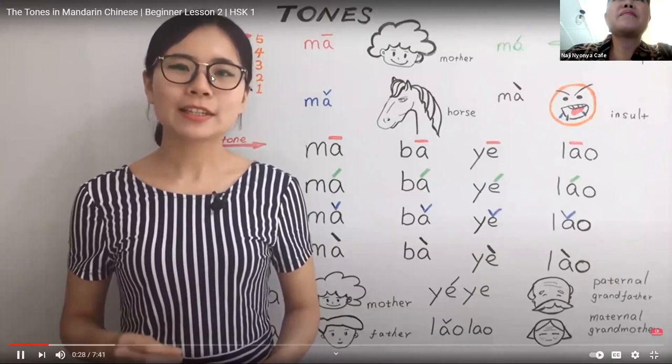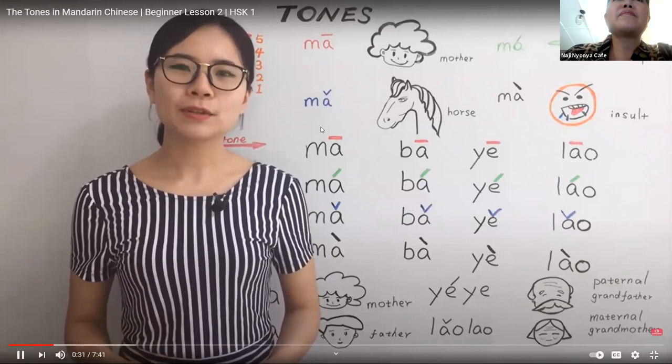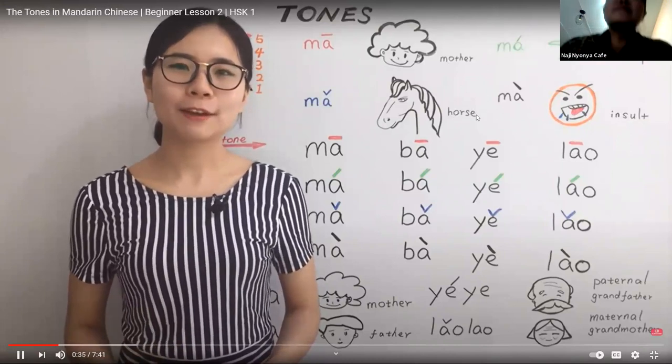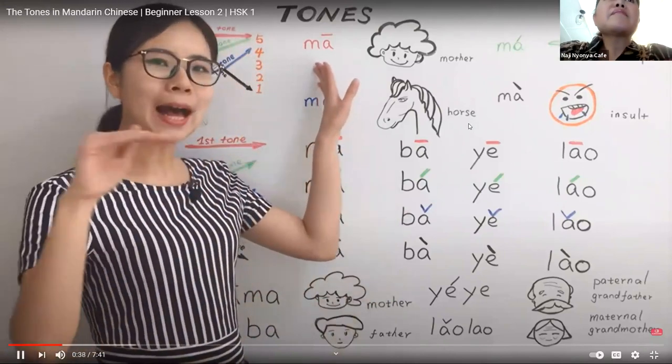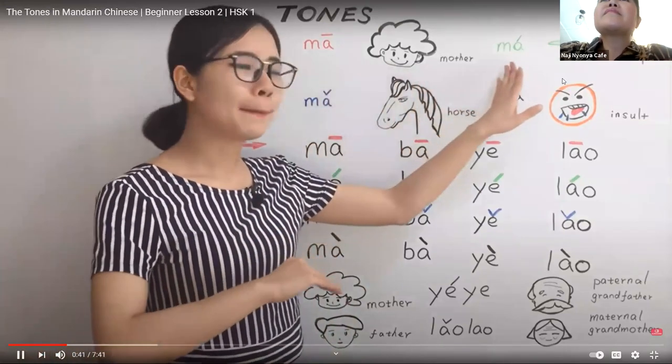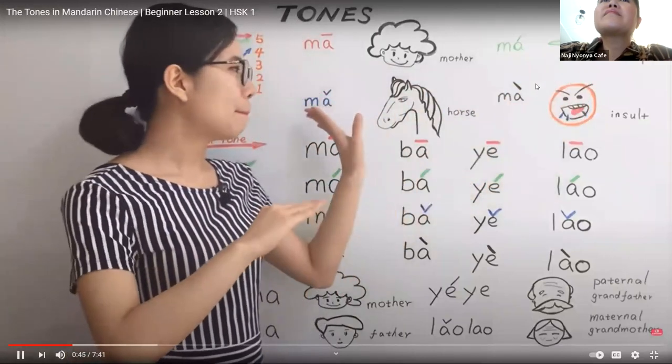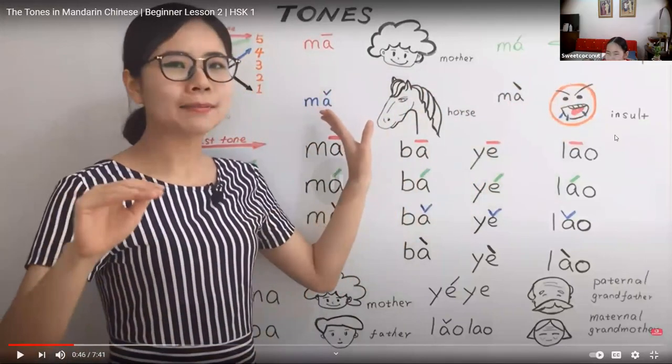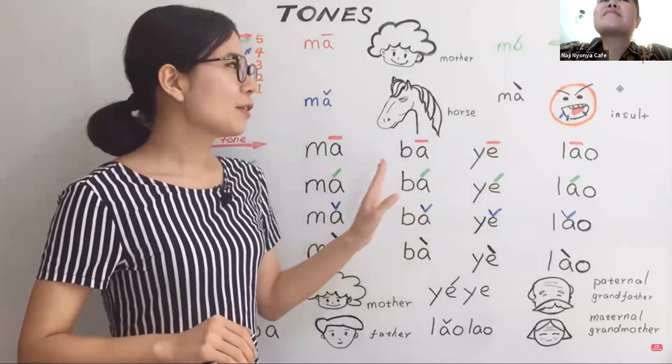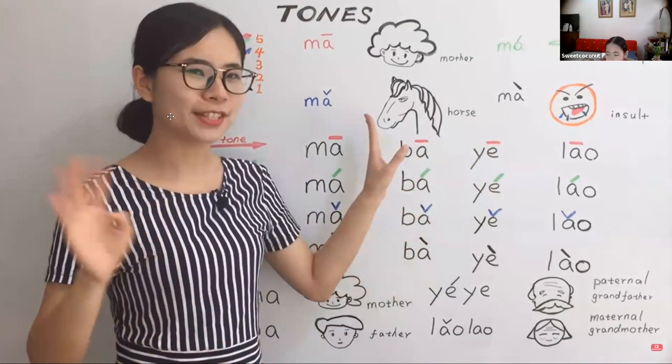As you may know, Chinese is a tonal language. That means the tones you use when pronouncing a word can change its meaning. For example, mā means mother. Má means hemp. Mǎ means horse. And mà means insult. So you can say ài nǐ de māma, that means love your mother. You can also say ài nǐ de mǎ, love your horse. But you should never mà nǐ de māma, that means insult your mother.